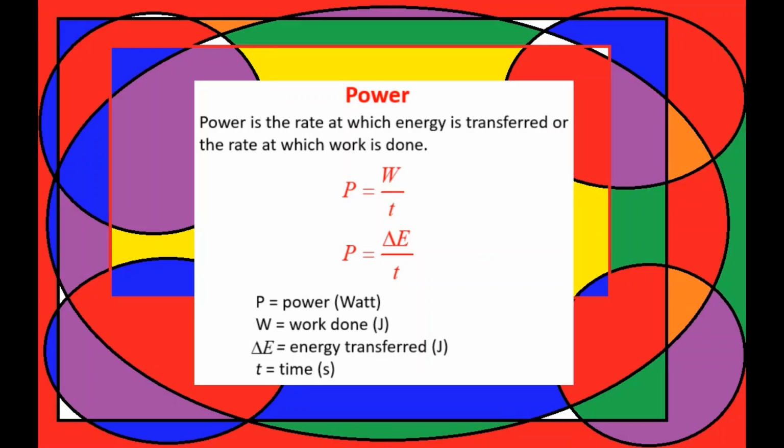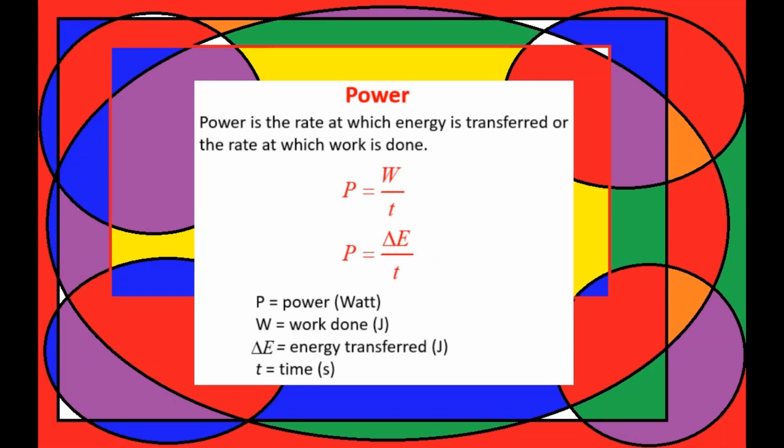Power is the rate at which energy is transferred or the rate at which work is done. So the equation for power is energy divided by time. Now the units for work done or energy is joules, and the units for time is seconds. So the units of power could be joules per second, and that is the watt. So for example, 1 watt could be 1 joule in 1 second.